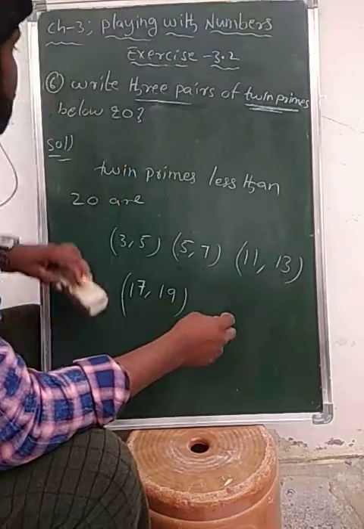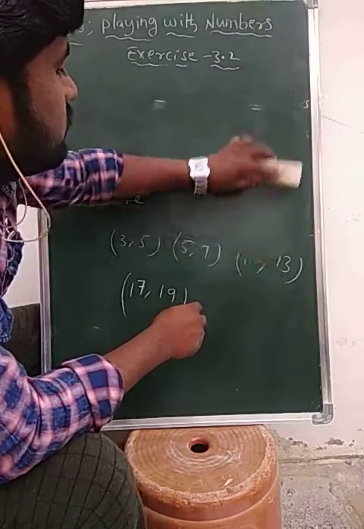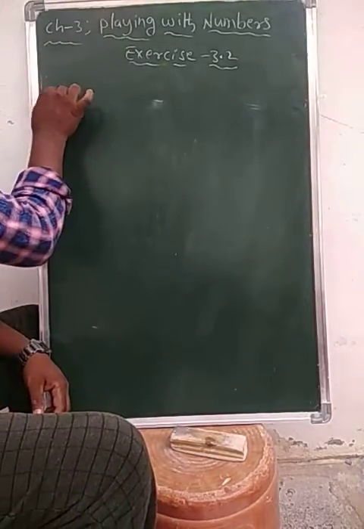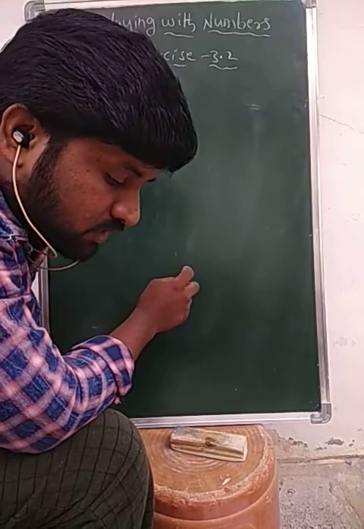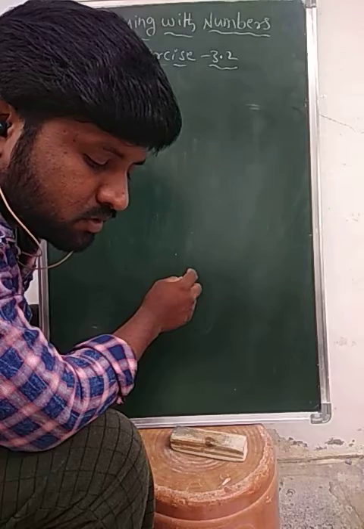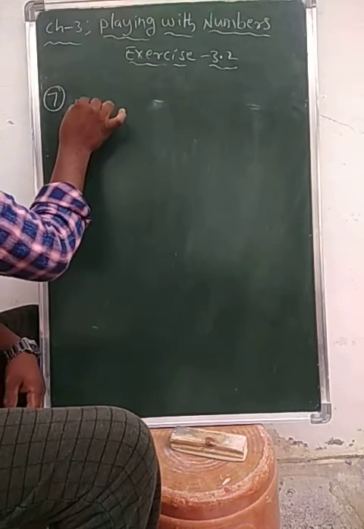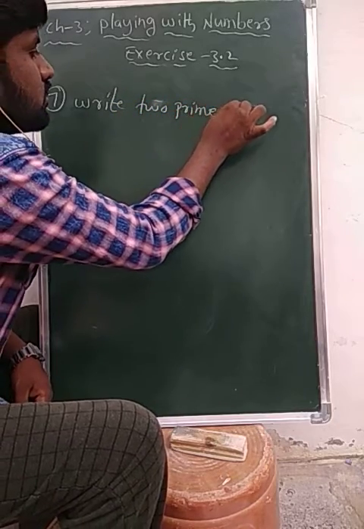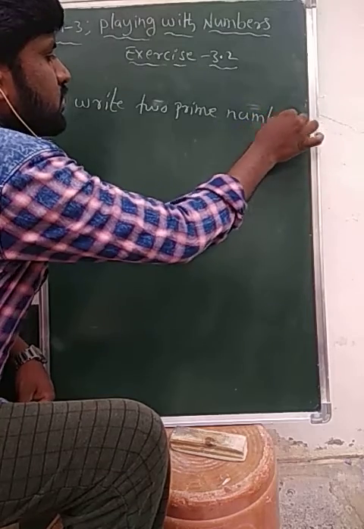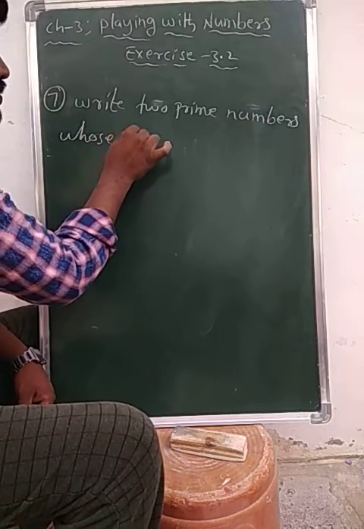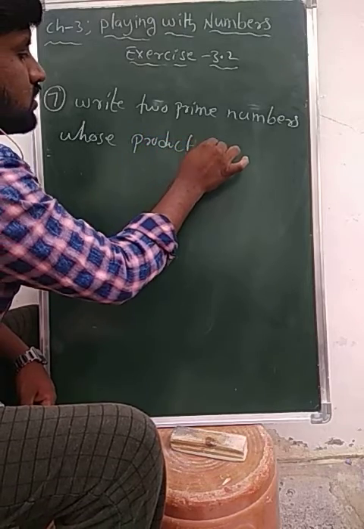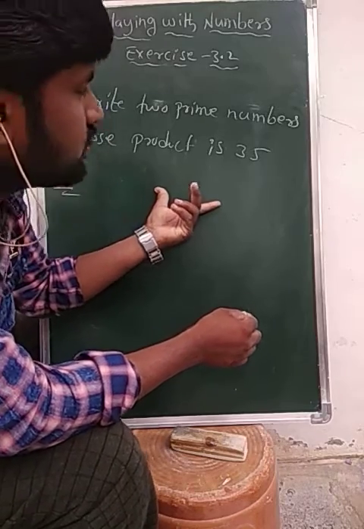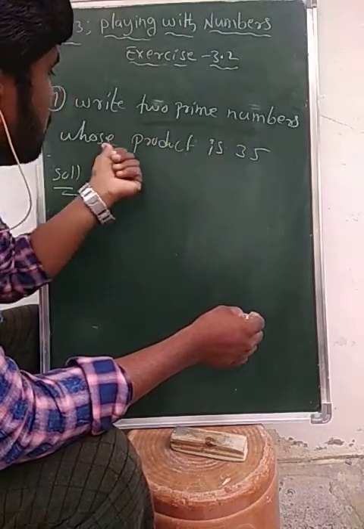Now let us discuss one more question. Question number 7. The question given is: write two prime numbers whose product is 35. Okay, so this is the question. Write two prime numbers whose product is 35.